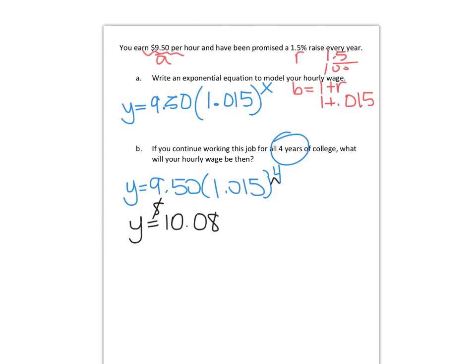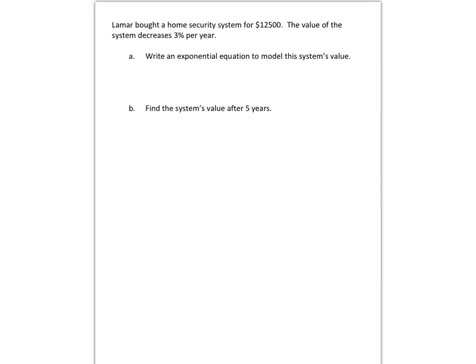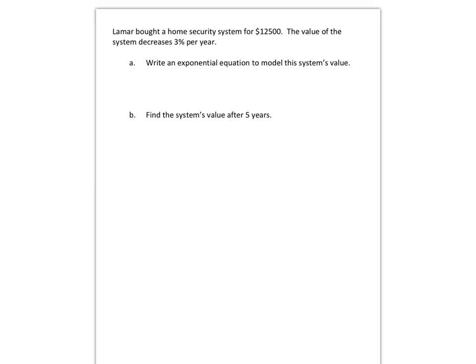Okay, and one more example. Lamar bought a home security system for $12,500. The value of the system decreases 3% per year. Write an exponential equation to model the system's value. Okay, so very similar to the last one. We know how much Lamar paid for his system, so that's his starting amount. There's our A. And we know that the system decreases 3% per year.